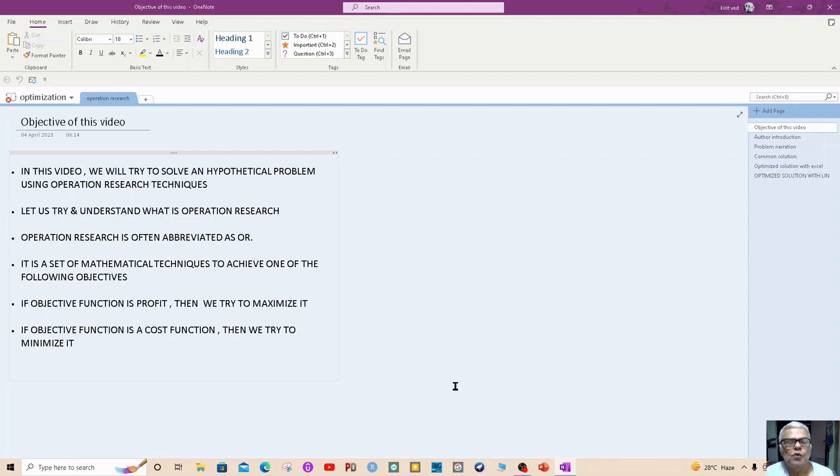In this video, we'll try to solve a hypothetical problem using operational research techniques. Let's try and understand what is operation research. Operation research is often abbreviated as OR. It is a set of mathematical techniques to achieve one of the following objectives. If the objective function is profit, then we try to maximize it. If the objective function is cost, then we try to minimize it.